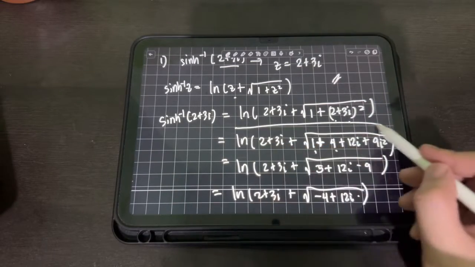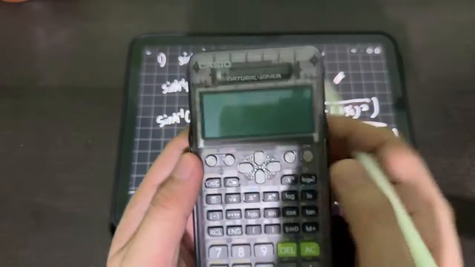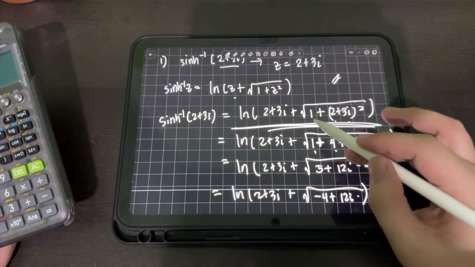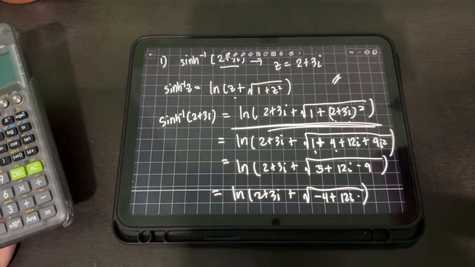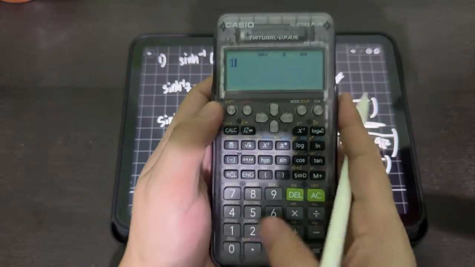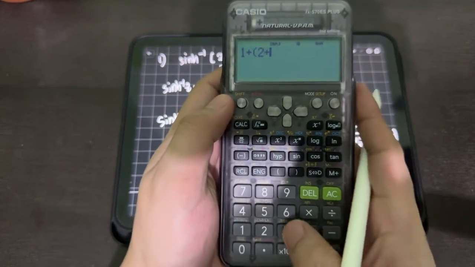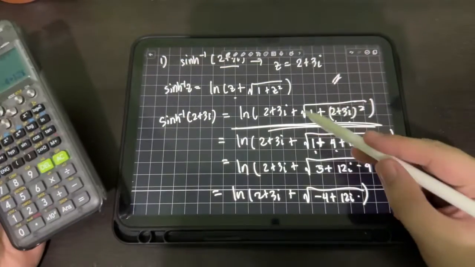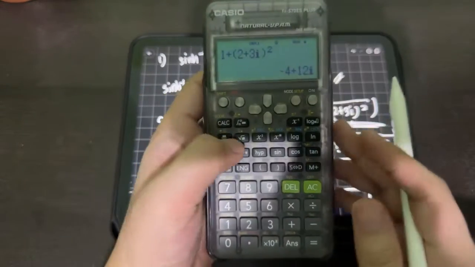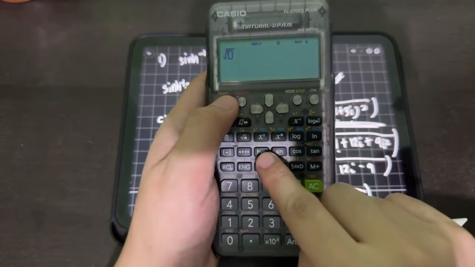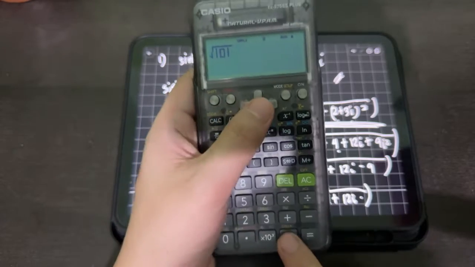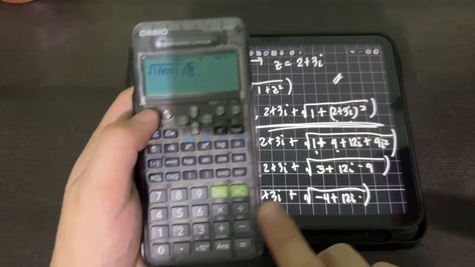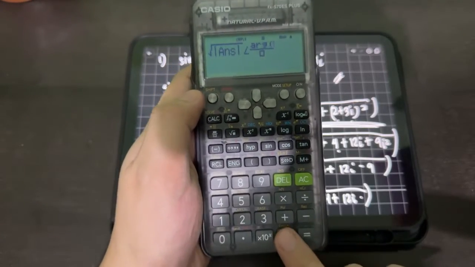Once you have substituted all the z, always start with the expression inside the square root. So input 1 plus (2 plus 3i) quantity squared. Since we're trying to get the square root, input square root, then shift abs of the ans, and then the angle of the argument. So shift 2 1 of the ans.